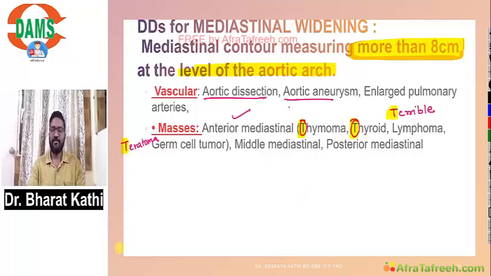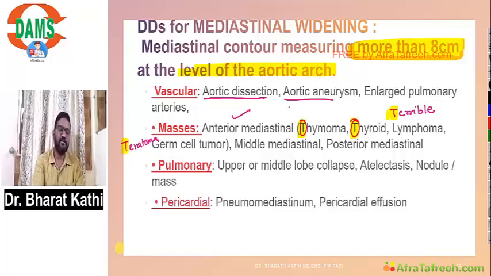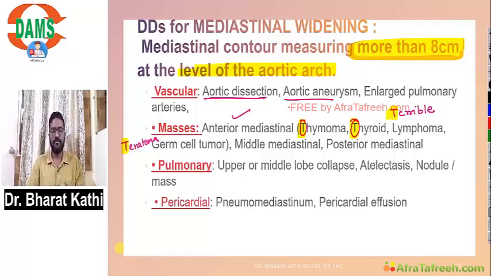Middle mediastinal and posterior mediastinal masses can also cause mediastinal widening. Then lung, especially upper or middle lobe collapse, can cause transient mediastinal widening. Atelectasis, nodular masses encroaching onto the vasculature can also cause mediastinal widening. Pneumomediastinum and pericardial effusion can also cause mediastinal widening. But the examiner will be very much particular regarding vascular causes and masses.